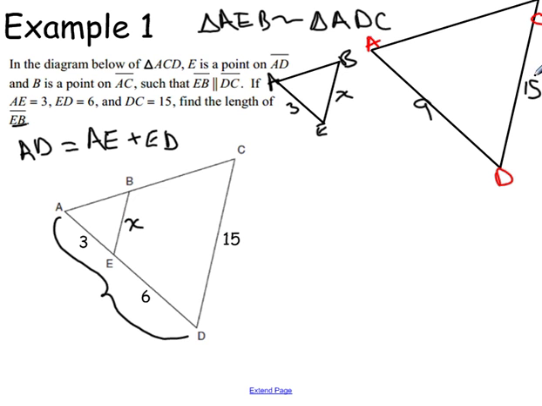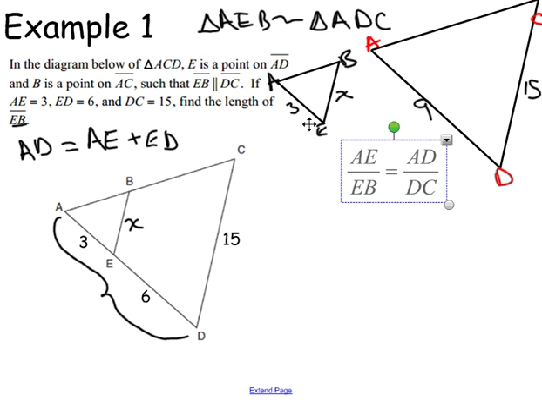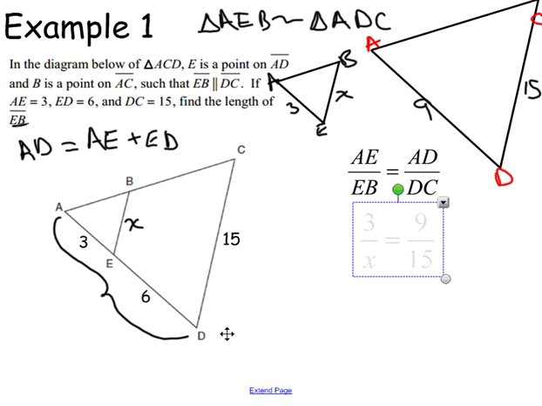Now remember what I said earlier. The little triangle is similar to the big triangle ADC. So since they're similar, I can make a proportion to relate the sides, such as this one: AE over EB is equal to AD over DC. And I can use this proportion to solve for X. So I'm going to substitute. I get 3 over X equals 9 over 15.